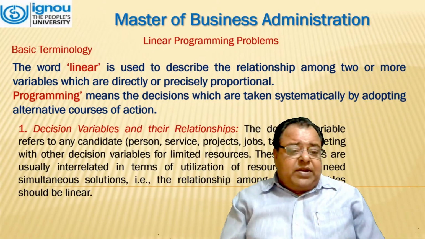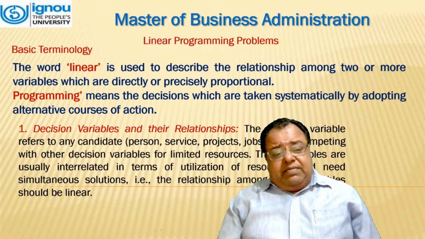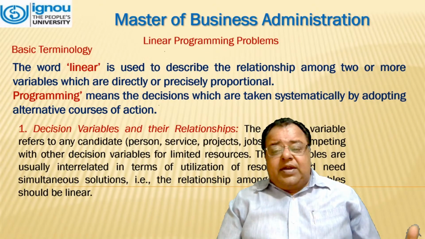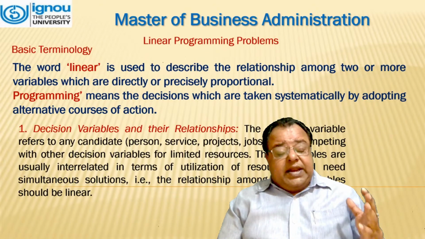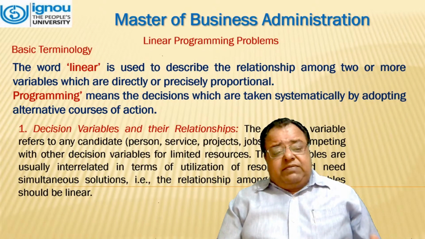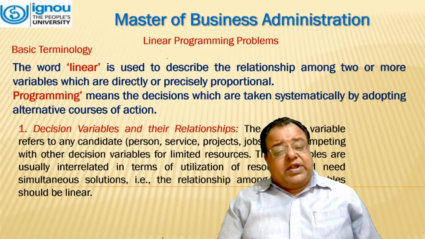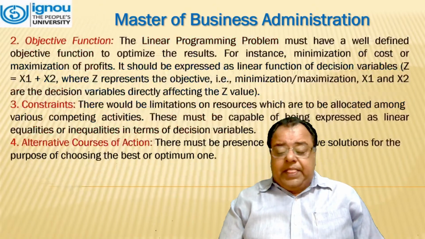So first we'll start with decision variables and their relationship. The decision variables refer to any candidate. It can be a person, service, projects, job, tasks, competing with other decision variables for limited resources. These variables are usually interrelated in terms of utilization of the resources and need simultaneous solution. That is, the relationship among these variables should be linear.